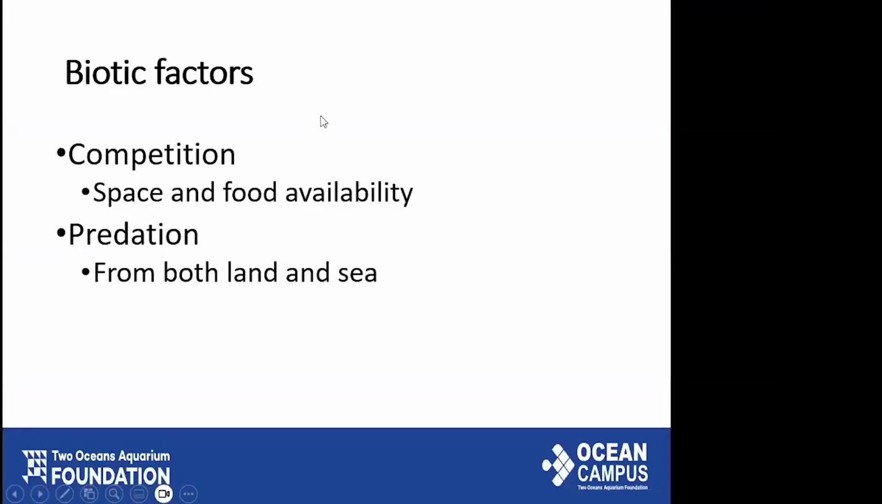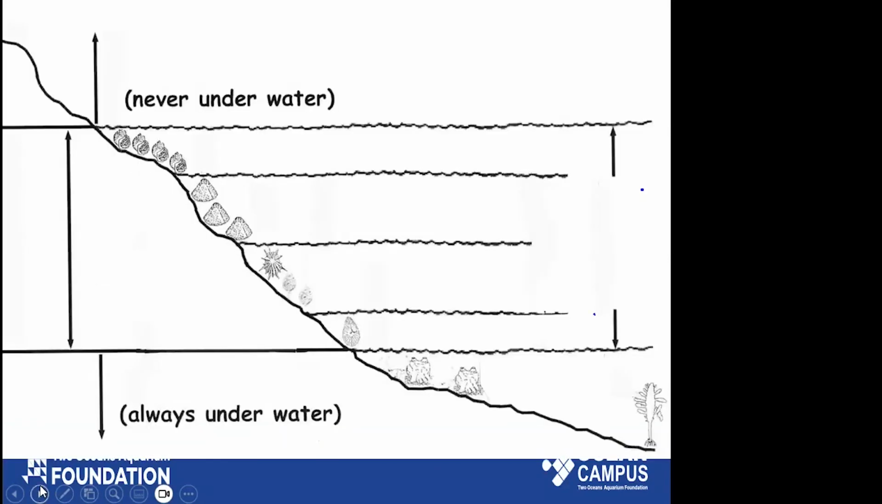So biotic factors, so that's the interaction between the animals and plants in that environment. So it's either competition for space and food availability, and then predation from both land as well as from the ocean itself. Right, so because these organisms might be more suited to live high up on the shore and can maybe not deal too well with wave action, they might occur around this area, or those that can perhaps deal with a lot of wave action are found closer to where the waves are breaking.